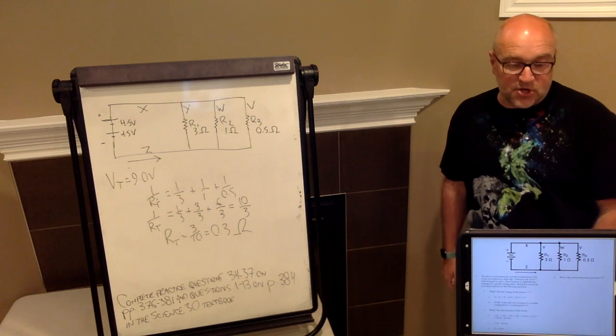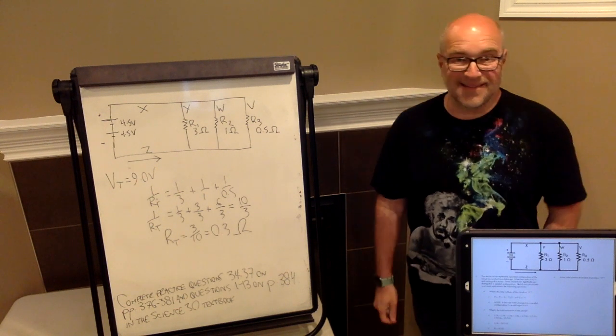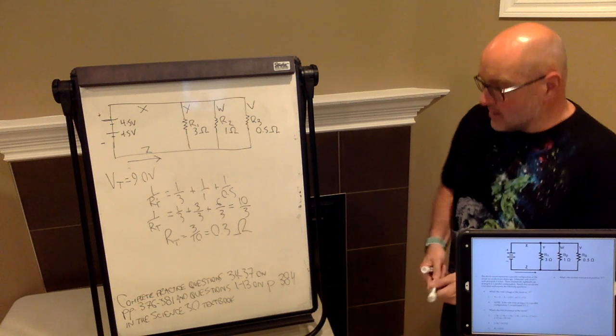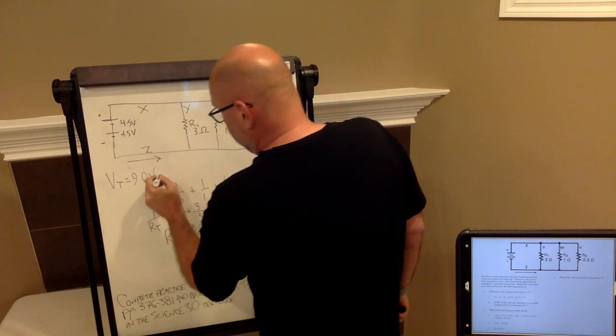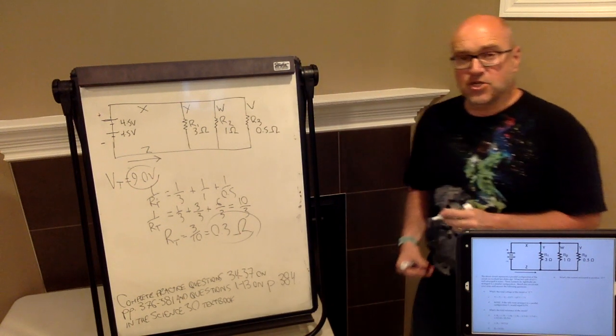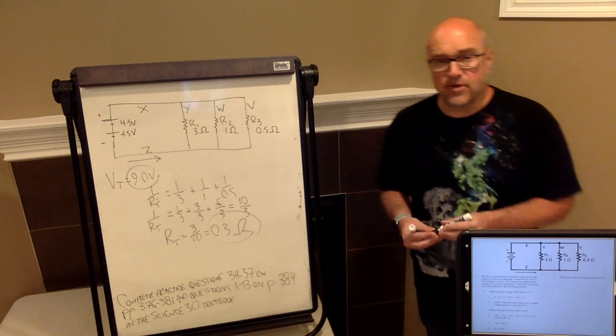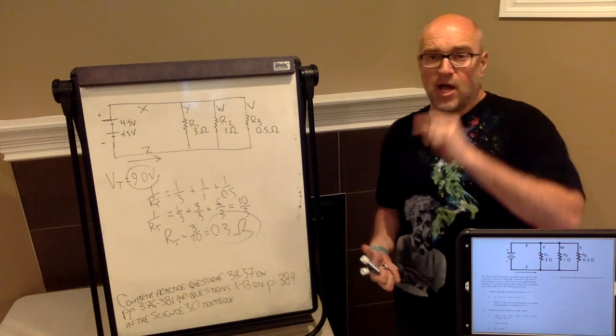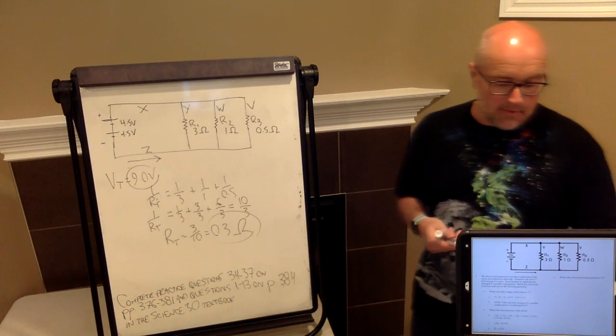All right, what's the current measured at position Z? Position Z. So now I've got my voltage, I've got my resistance. I should be able to calculate my current using the Ohm's law formula. Pause me if you need to. Here comes the answer.